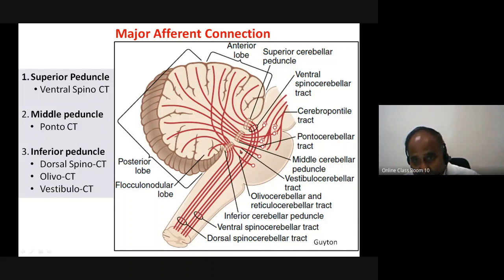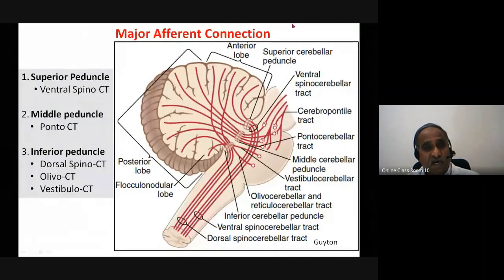Then it's also connected with the vestibular cerebellum, the vestibulocerebellum. Broadly, the superior peduncle is the ventral spinocerebellar tract, and the middle peduncle is the pontocerebellar tract. The inferior peduncle is the dorsal spinocerebellar and olivocerebellar tract or vestibulocerebellar tract. These are the major inputs to the cerebellum.